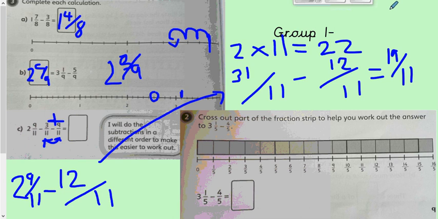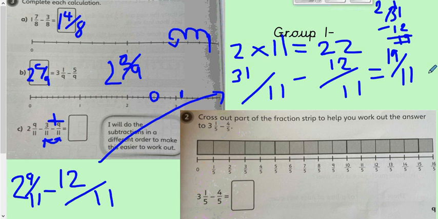Let's do it over here just to check. 31 take away 12. 1 take away 2 can't do it, so you borrow 1 from here. 11 take away 2 is 9. 2 take 1, yeah, so it is 19. Whew, thank God for that. So we have 19 elevenths. You could also write that as 1 whole and 8 elevenths if you wanted to. Sorry, that's a big mess up there, but hopefully that all made sense for you.